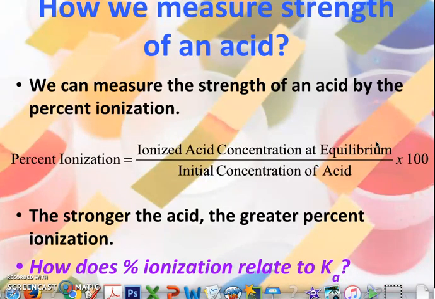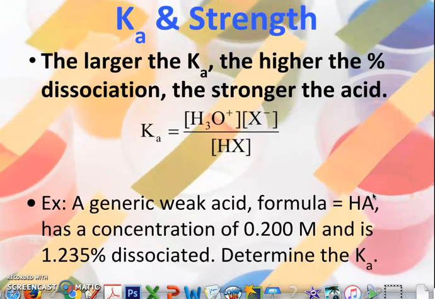One way to measure the strength of an acid besides the Ka value is the percent ionization. And as this implies, our percent ionization is how much of the ionized acid we have divided by the initial concentration of the acid. So the stronger that acid would be, the greater the percent ionization. The higher the percent dissociation, the stronger the acid is going to be, because the higher the percent ionization, the more of these two things you have, which would increase the value of your Ka. So as an example, here's our generic weak acid with formula HA.